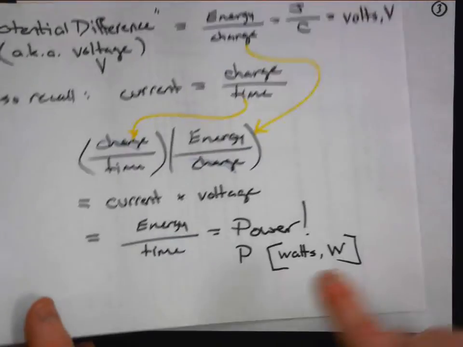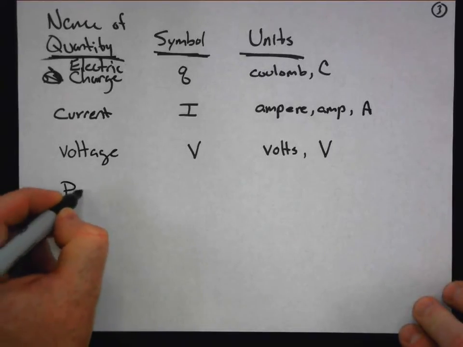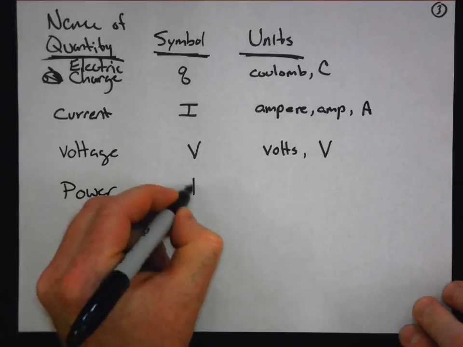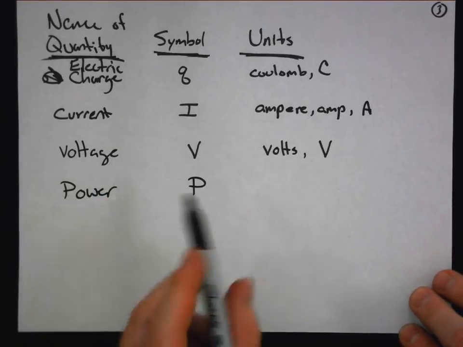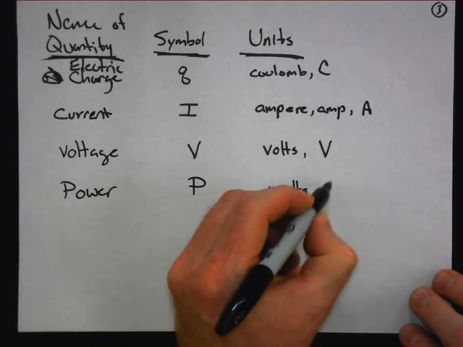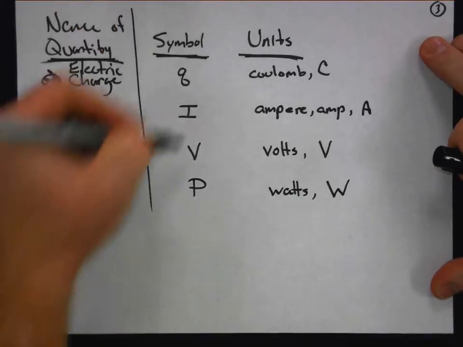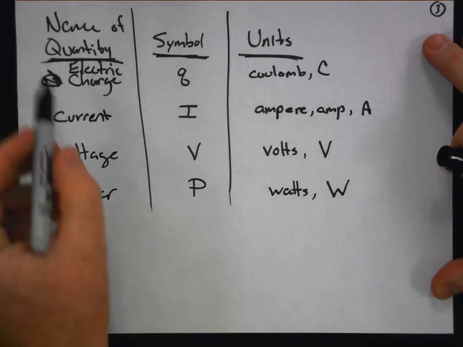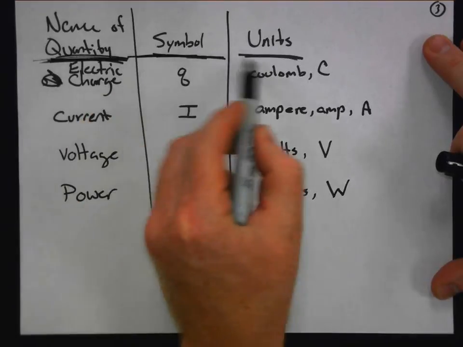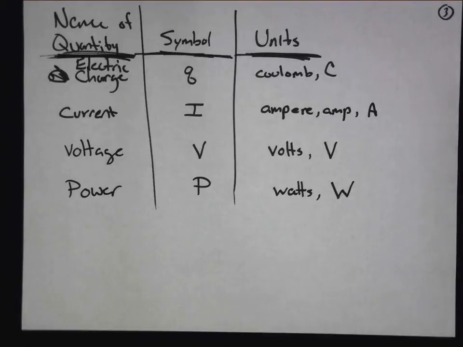Now we've also seen electric power. Okay. Capital P is the symbol for that quantity. The units are watts. Capital W. Now, there's a couple things to keep in mind. This is a very handy chart to memorize, because you need to have these terms and symbols well understood. You need to know what you're talking about.